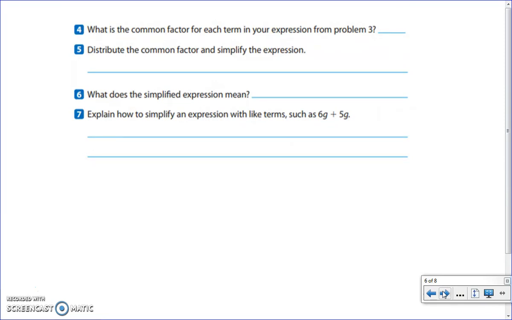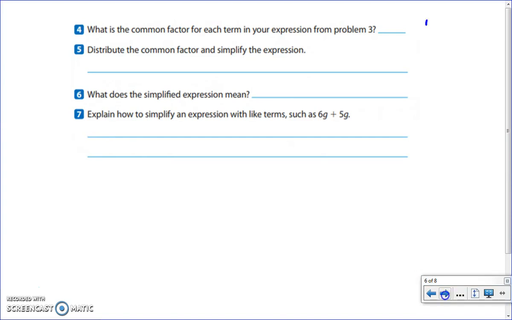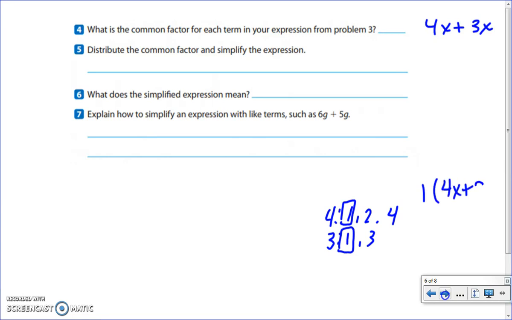It says, what's the common factor for each term in your expression from problem 3? Now, this can be very tricky. If I have an expression 4x plus 3x, and they kept them separate in this case, I'll write it over here. We started with 4x plus 3x. We practiced in the past finding the factors of 4 and the factors of 3 and finding the greatest common factor. In this case, it's just 1. So in this case, there are no number factors that are the same that are going to change what would be inside the parentheses. Because if I took a 1 outside the parentheses with the distributive property, I would still have 4x plus 3x. And I already know I have 4x plus 3x.